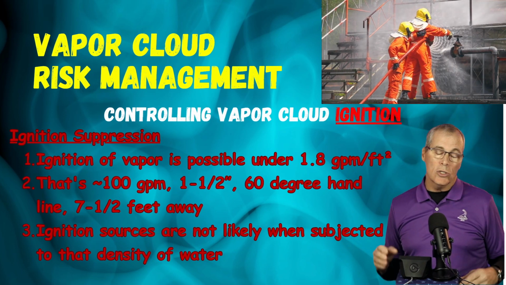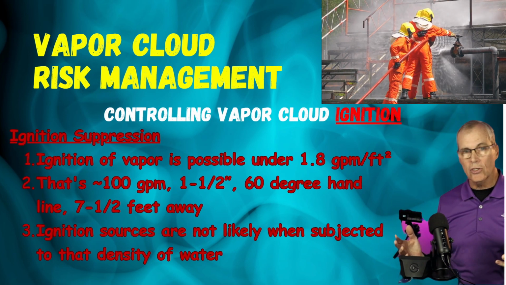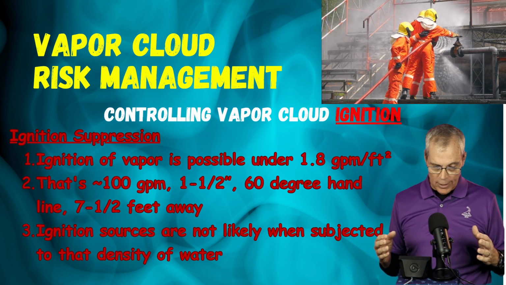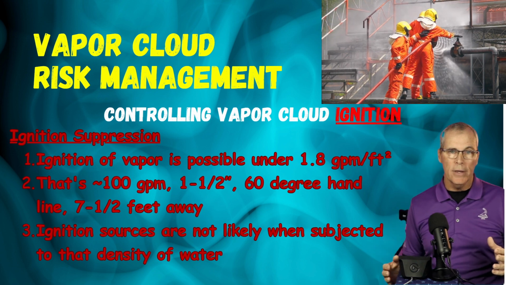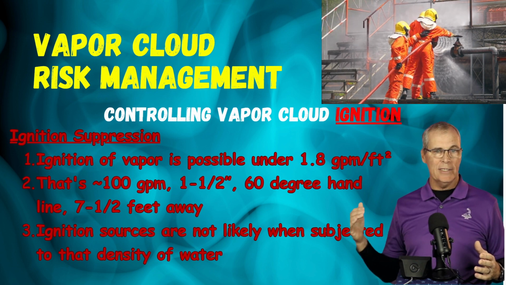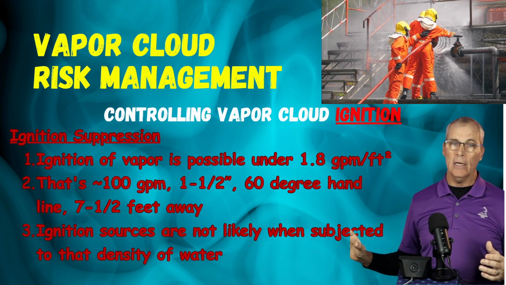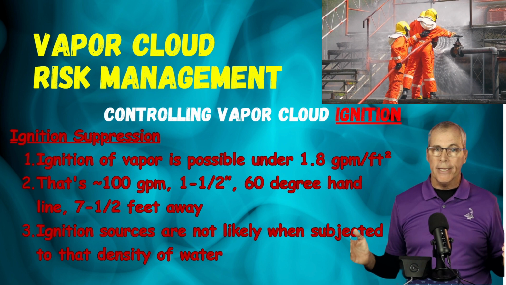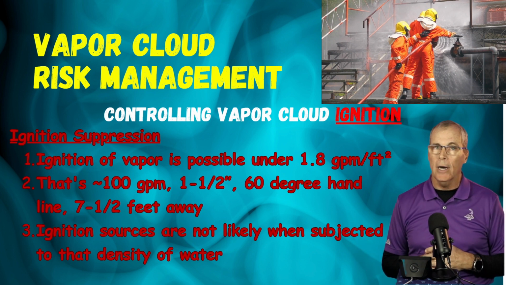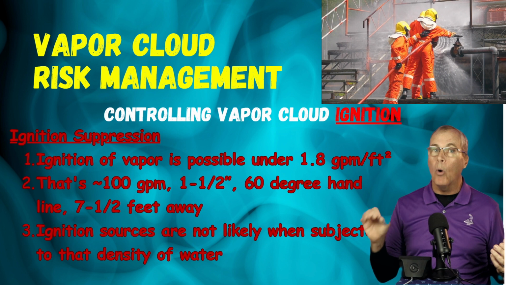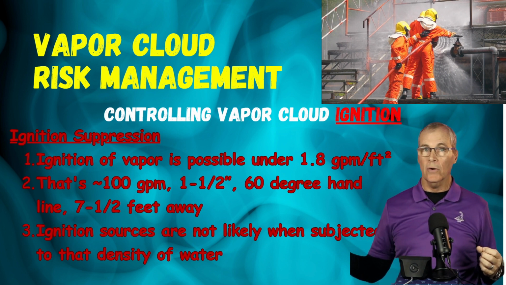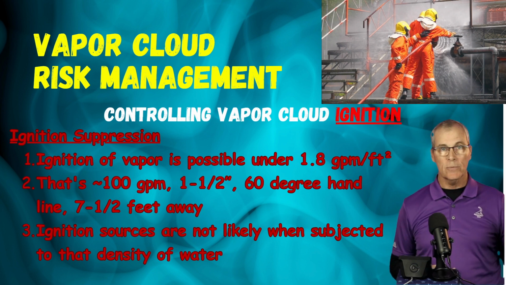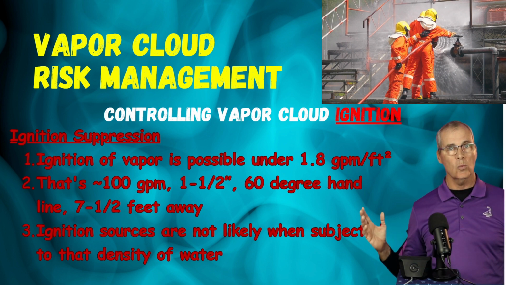All right, to suppress the ignition sources, you can use water. If there's a possible source out there, remember that even a 1.5-inch hose line, 7.5 feet away, flowing 100 gallons a minute at a 60-degree pattern, that's a lot of water, right? 1.8 gallons per minute per square foot. Our deluge systems are designed at 0.3 gallons per minute per square foot. Inside sprinkler systems are at 0.1, 0.2 gallons per minute per square foot. So 10 times as much water.